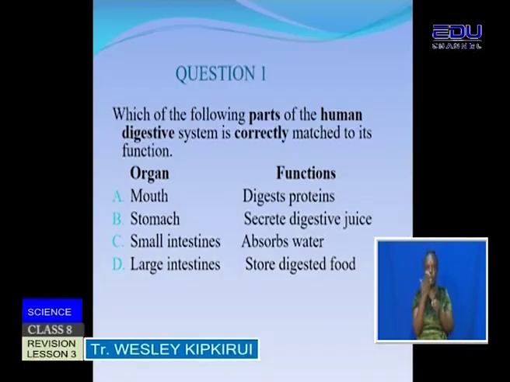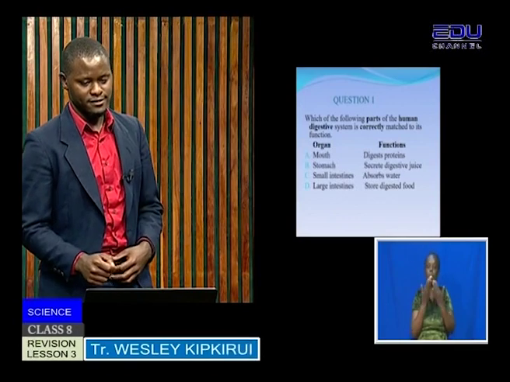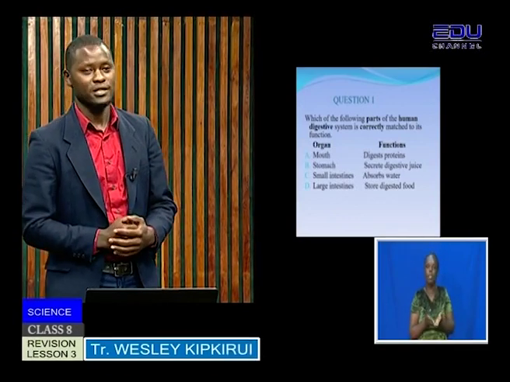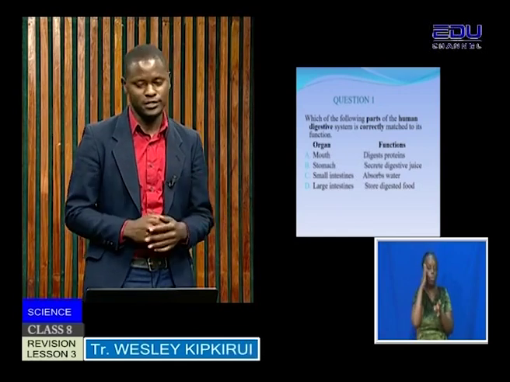First, we look at question number 1. The question number 1 is asking, which one of the following parts of a human digestive system is correctly matched to its function? This question requires a learner to give the key words. Make sure that you first note down the key words of the question.